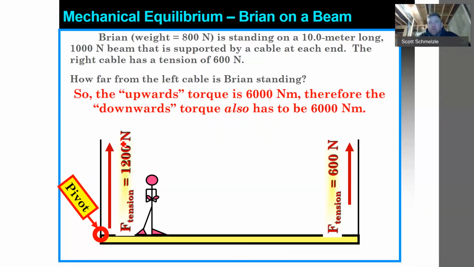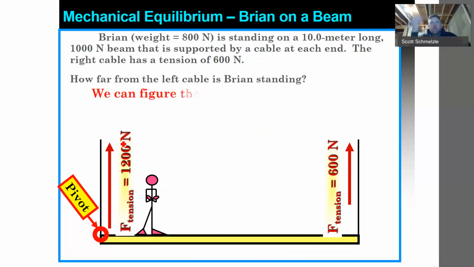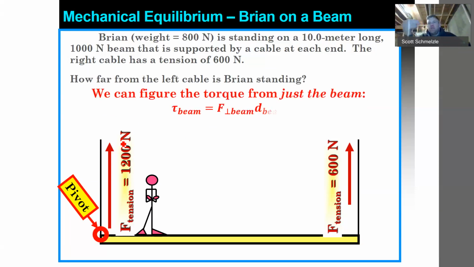In order to balance all of this out, our downward torque has to be 6,000 Newton meters. In order to cancel this completely, we have to see it being the same. So that works out really well for us. So if we have the 6,000 Newton meters downward, well, let's start with the beam first and foremost.